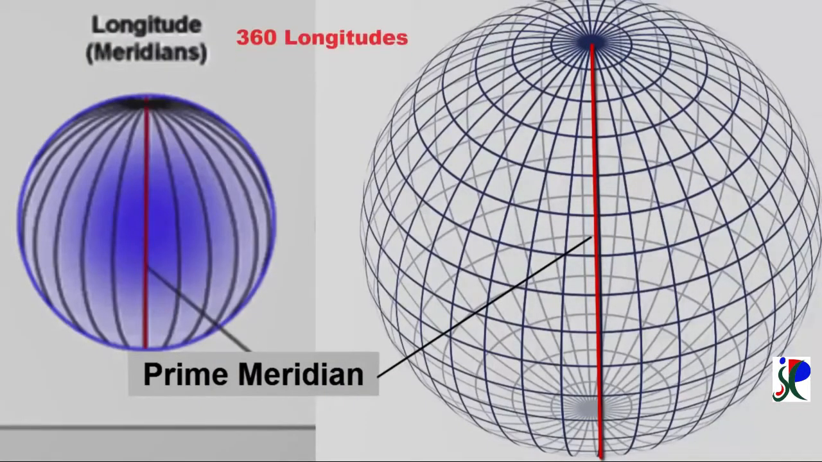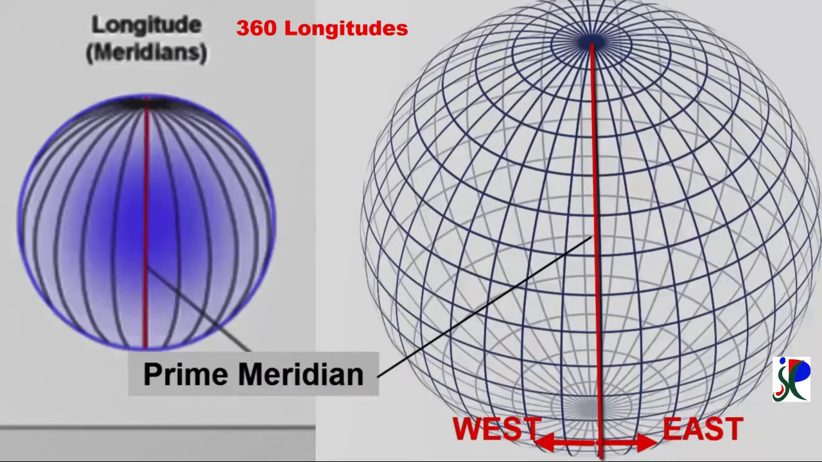There are 360 longitudes. We organize the main longitudes into two groups, 0 degree to 180 degree going east, which are the east longitudes, and 0 degree to 180 degree going west, which are the west longitudes. 0 degree and 180 degree longitudes do not have direction markers. Other longitudes have direction markers.